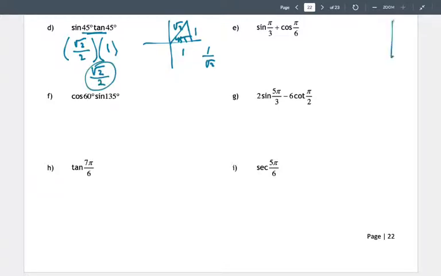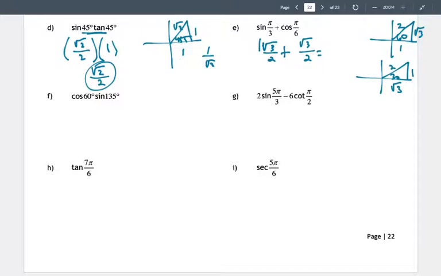On this next one, we've got pi over 3, which is a 60-degree reference angle. This is square root of 3, this is 1, and this is 2. So the sine is square root of 3 over 2, and you're going to add to it the cosine of pi over 6. Well, pi over 6 is a 30-degree reference angle, and the cosine would be square root of 3 over 2. When you add those together, you'll get 2 square root of 3 over 2. The 2's cancel, so your answer is just square root of 3.